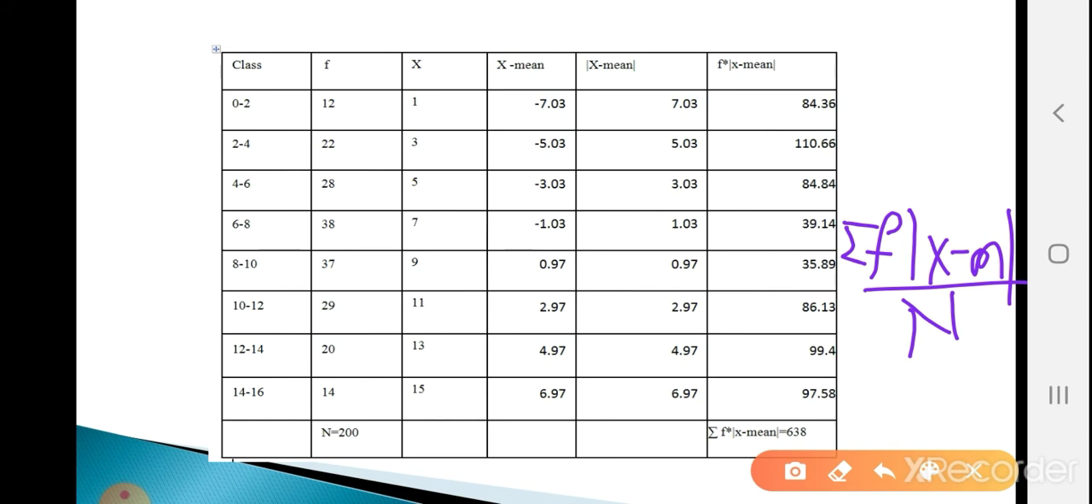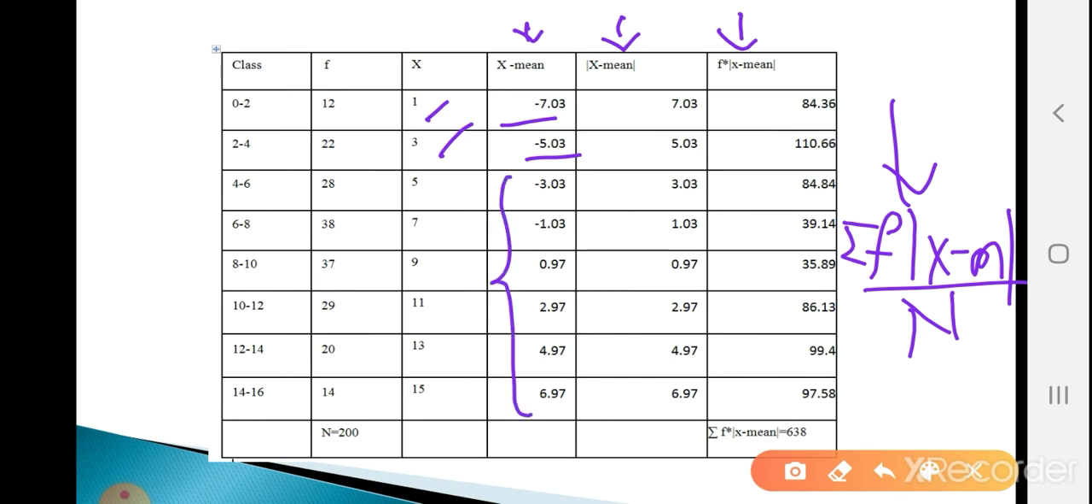So here we need the column f into mod of x minus mean. First make the column x minus mean, then mod of x minus mean, and the last, f into mod of x minus mean. Here the value of mean is 8.03. So subtract 8.03 from each value of x. The first value of x is 1, so 1 minus 8.03 is minus 7.03. Then 3 minus 8.03 is minus 5.03.